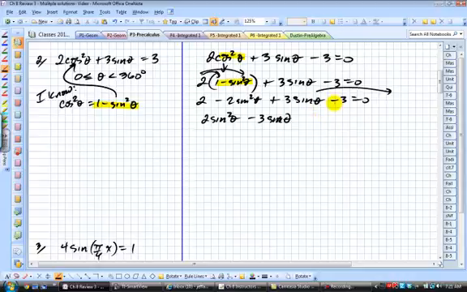Okay, and that 2 minus 3 is a negative 1, but when I add it, I get a positive 1, and that's equal to 0. It's always easier when the leading coefficient is positive, especially when you try to factor this. Okay, so we're going to try to factor now.